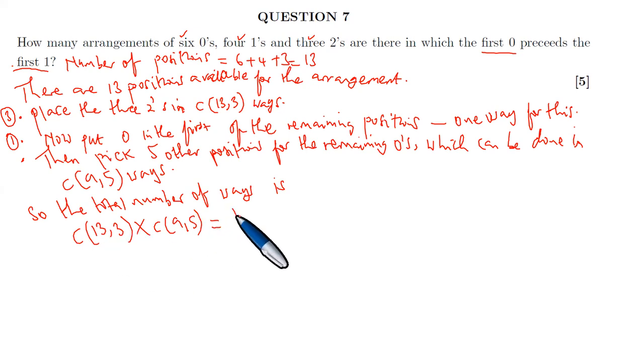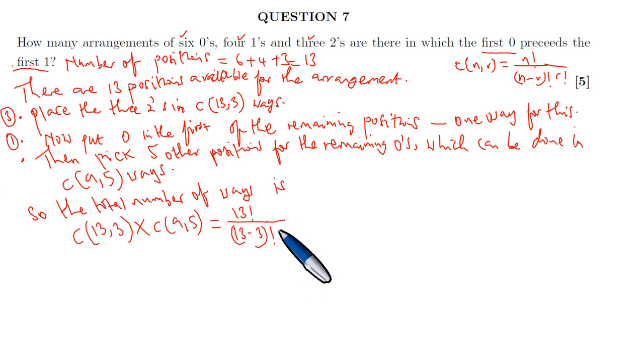Okay, 13 choose 3 would be 13 factorial over 13 minus 3, yeah. Okay, just remember the combinatorial symbol. N choose R is N factorial over N minus R factorial, R factorial. So 13 minus 3, 3 factorial, and then 9 factorial, 9 minus 5 factorial, 5 factorial. Okay.